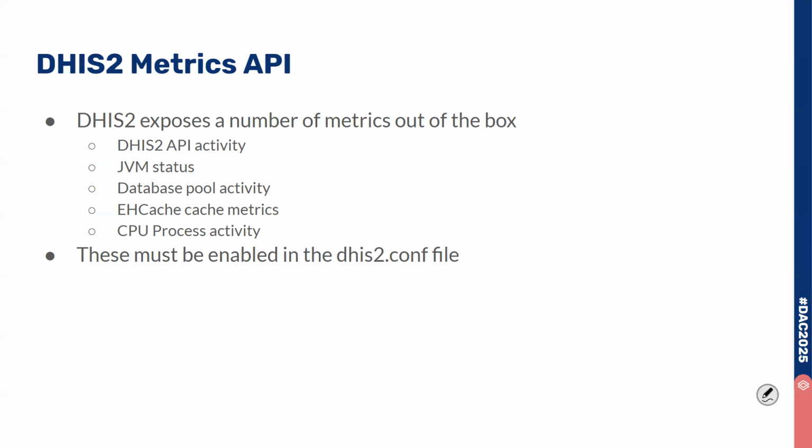JVM status, a lot of the very similar types of metrics that we saw with Munin are exposed: heap usage, garbage collection, CPU usage, JDBC, whole bunch of things that we'll see in more detail. Database pool activity, how many connections are we using, how many are idle, how many are active. Cache metrics have also been exposed.